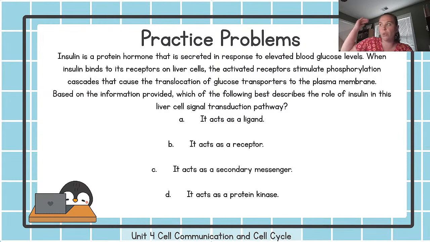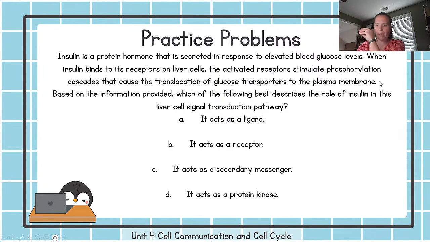So if our glucose level is too high, insulin is released. When insulin binds to its receptor on the liver cells, the activated receptors stimulate phosphorylation cascades that cause the translocation of glucose transporters to the plasma membrane. So what this tells me is that the thing that binds to the receptor is going to be your signaling molecule, or your ligand. Based on the information given so far, insulin is a ligand and it binds to a receptor. After it binds to that receptor, I'm going to see the transduction, which is a phosphorylation cascade, and then the response is going to be translocation of glucose transporters to the plasma membrane.